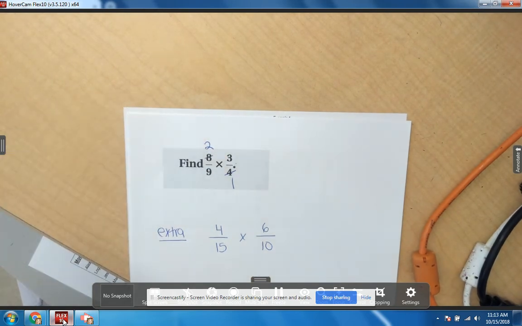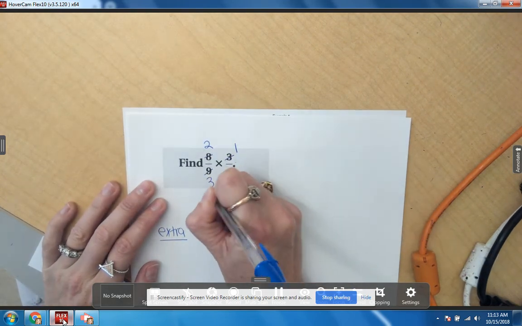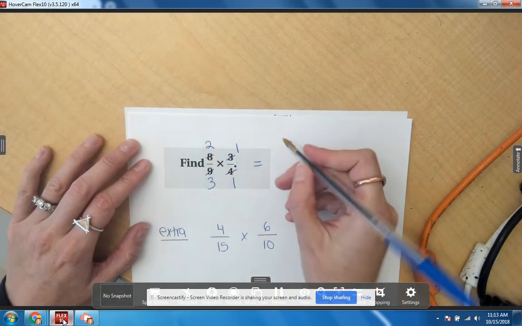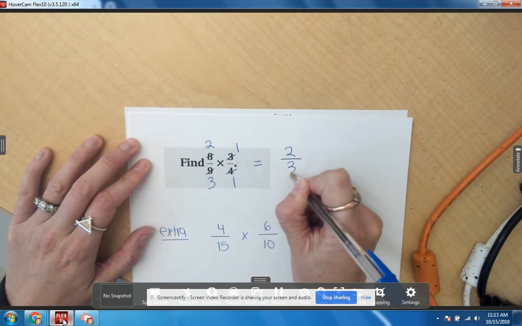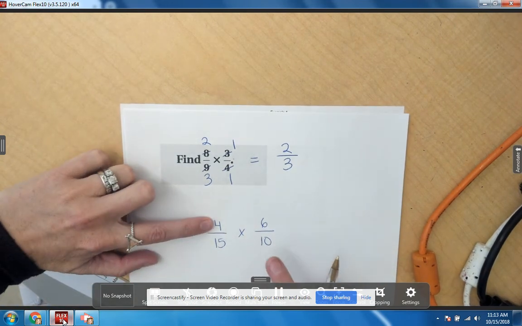I'm going to see if I could divide them by anything. I could divide them both by 3. 3 divided by 3 is 1. 9 divided by 3 is 3. Now I'm going to multiply my new numerators, my new denominators. 2 times 1 is 2. 3 times 1 is 3. Okay? Try another one. I have a 4 and I have a 10.